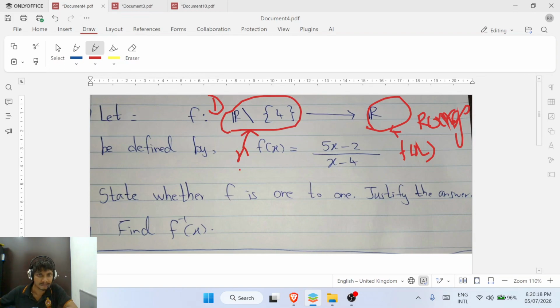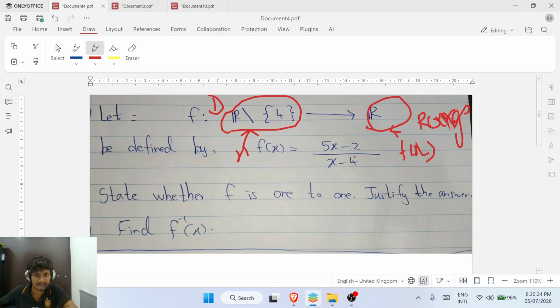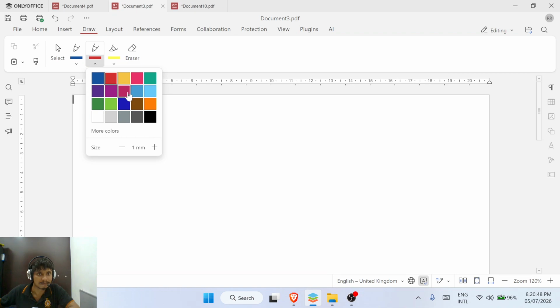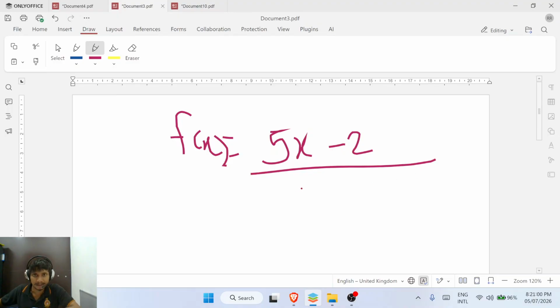Okay. Now f of x, am I recording? Okay, sorry. f of x is equal to 5x minus 2 divided by x minus 4. They already said about function f: the domain part is the real number set without 4. The range part is the vertical axis, any real number. Now they say that f of x is equal to 5x minus 2 divided by x minus 4.